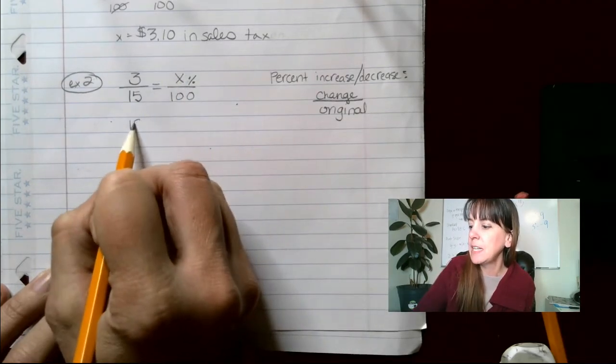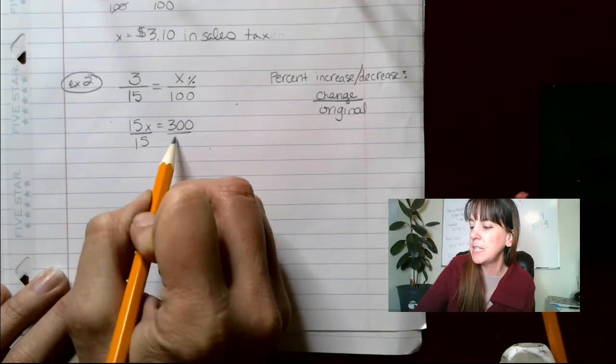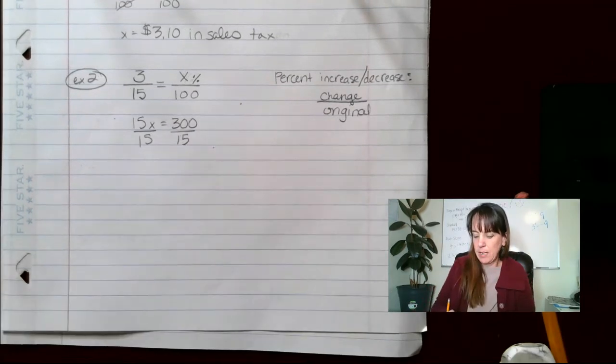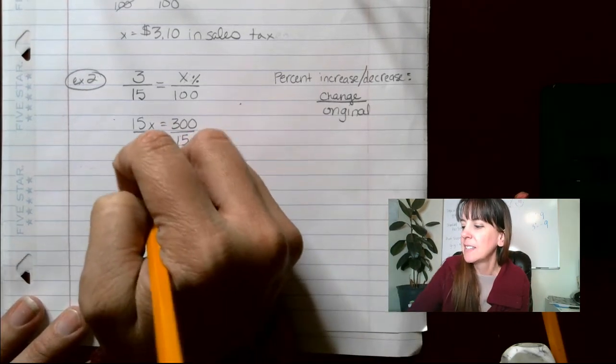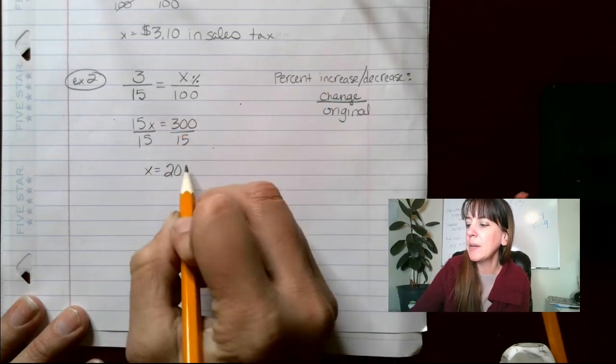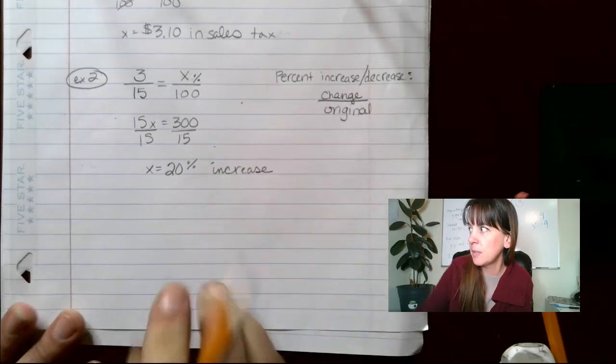We get 15X equals 300. Divide both sides by 15. And we end up with 20. Why did I think 15 goes into 30? Nah. Some days, I swear. That was a 20% increase. 20% increase that the baby weighs.